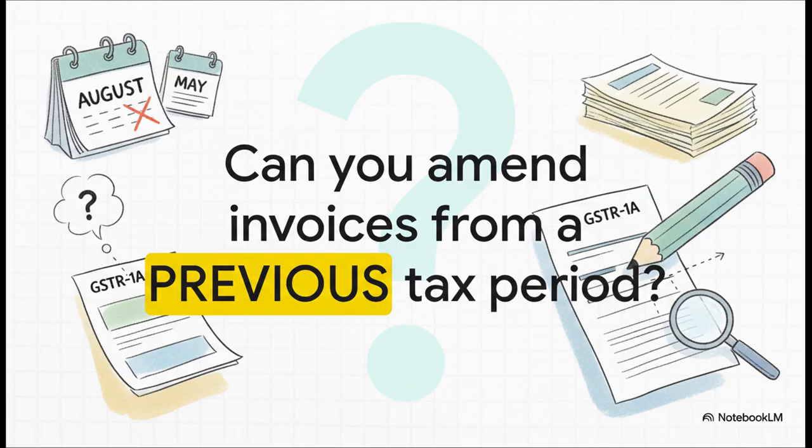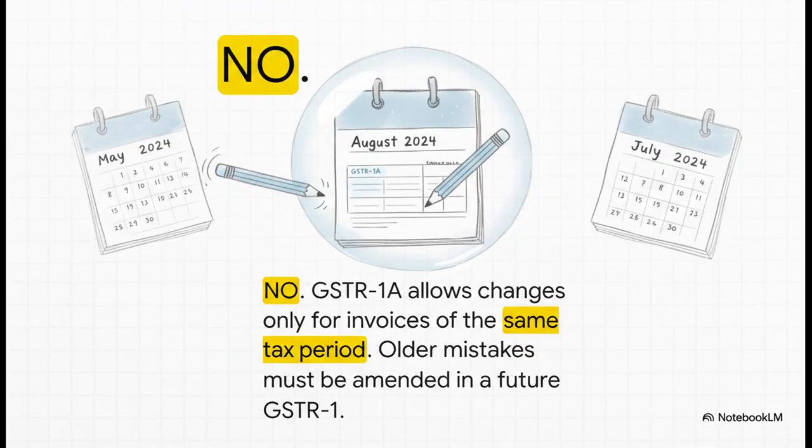Now, this one is a big point of confusion. Let's say you're working on your August GSTR-1A, but then you realize you made a mistake way back in your May return. Can you use this chance to fix that old error? Absolutely not. GSTR-1A is strictly firewalled. It only works for the current tax period. An August GSTR-1A can only touch the August GSTR-1. Any of those older mistakes have to be amended in a future GSTR-1, not here.